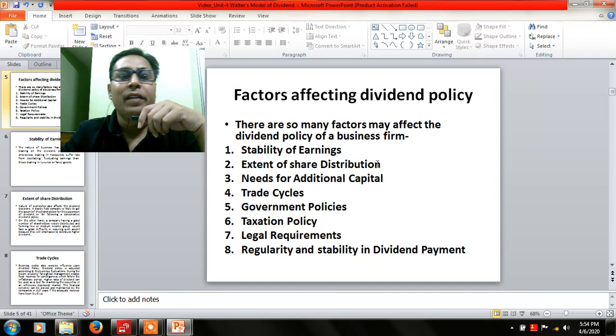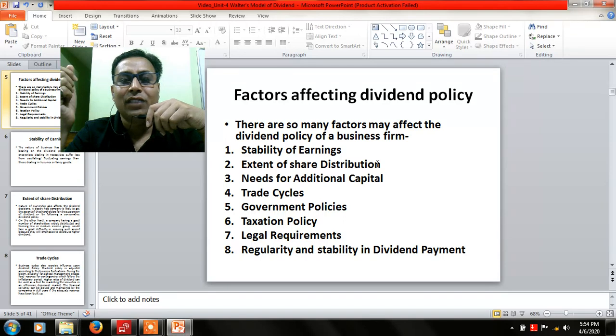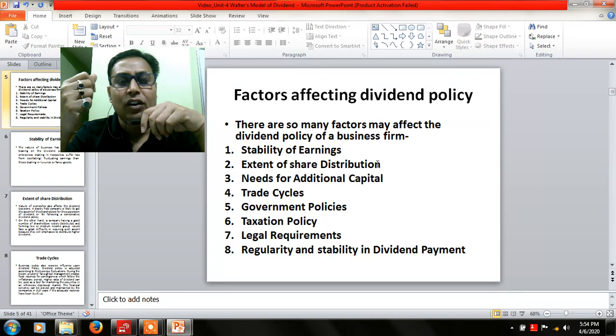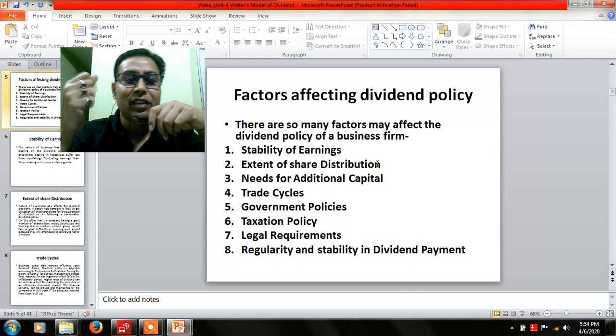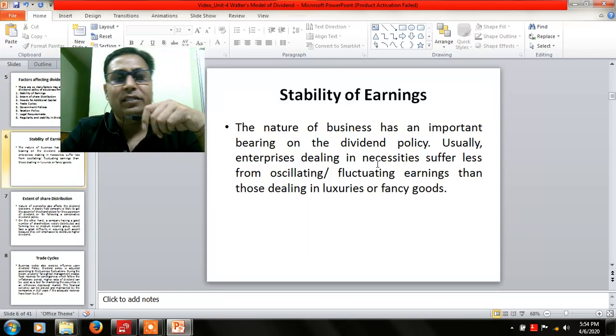Okay, next we're going to discuss the factors affecting dividend policy. There are several factors which affect the dividend policy, and these are the stability of earnings, extent of share distribution, needs for additional capital, trade cycles, government policies, taxation policies, legal requirements, regulatory requirements and stability in dividend payments.